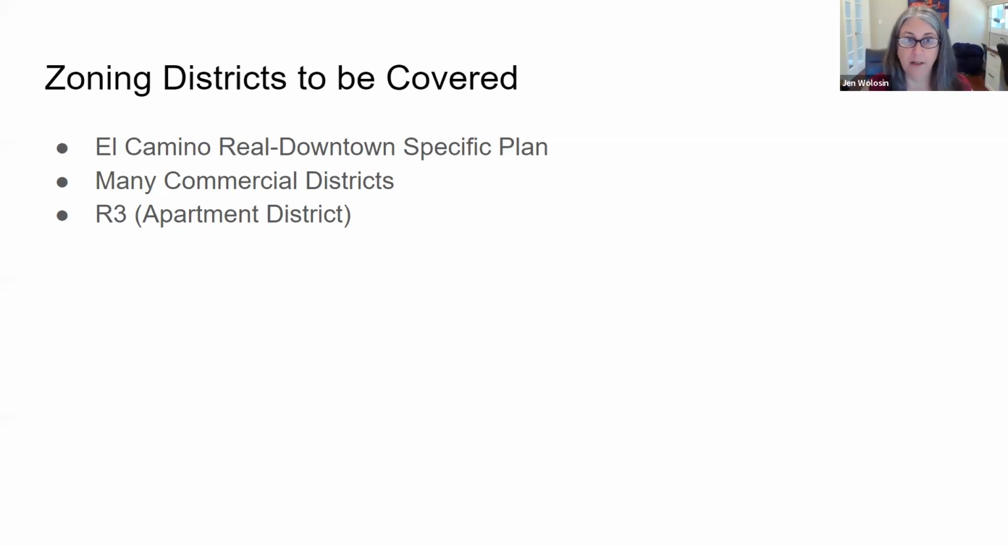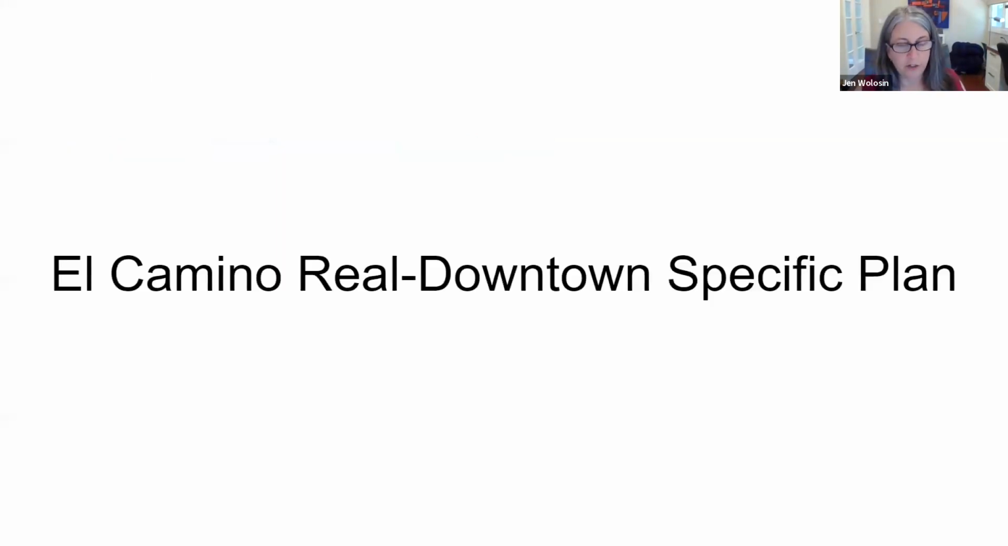About 17 are part of these commercial districts that we'll cover. And then about 4 are from apartment districts. So these cover about 60 of the 69 sites. And then there's a few other sites that are within different zoning districts that we're not going to cover. So the biggest change is going to happen in the El Camino Real downtown specific plan.